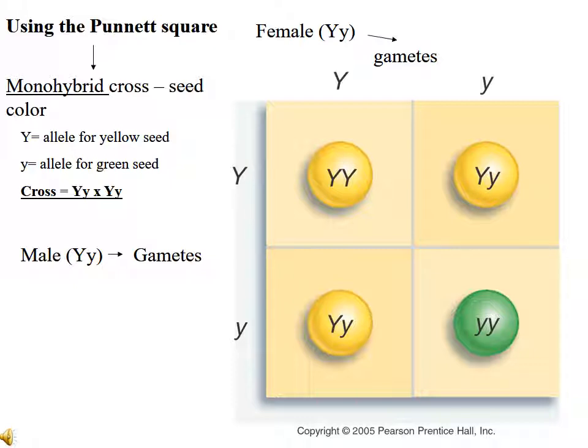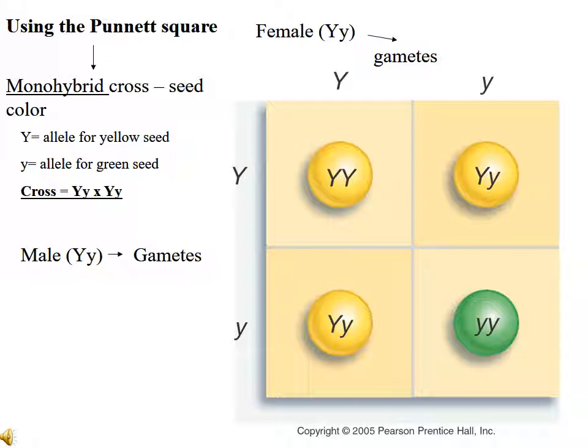Now, the cross that we will be doing is a cross between two organisms. One has the genotype big Y, little y, and the other one will also have the genotype big Y, little y. We write this as a cross: big Y, little y, times big Y, little y.